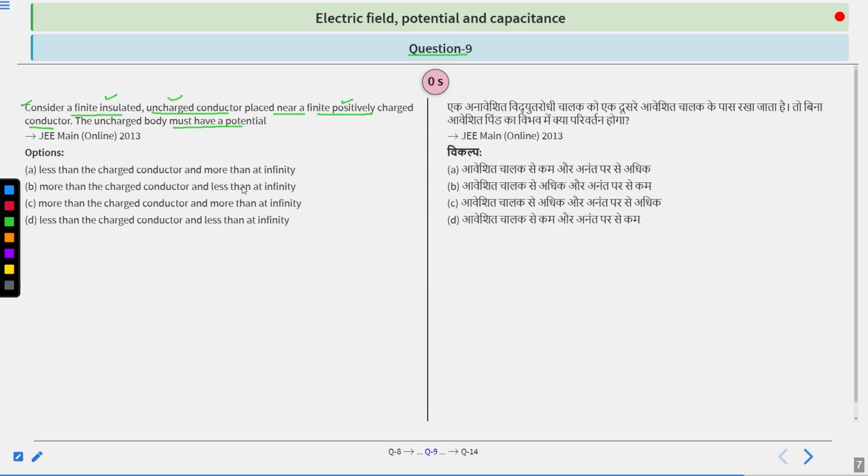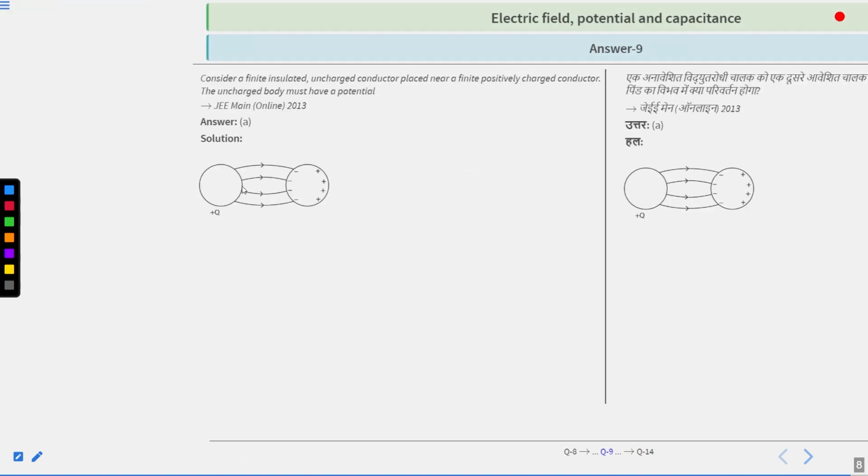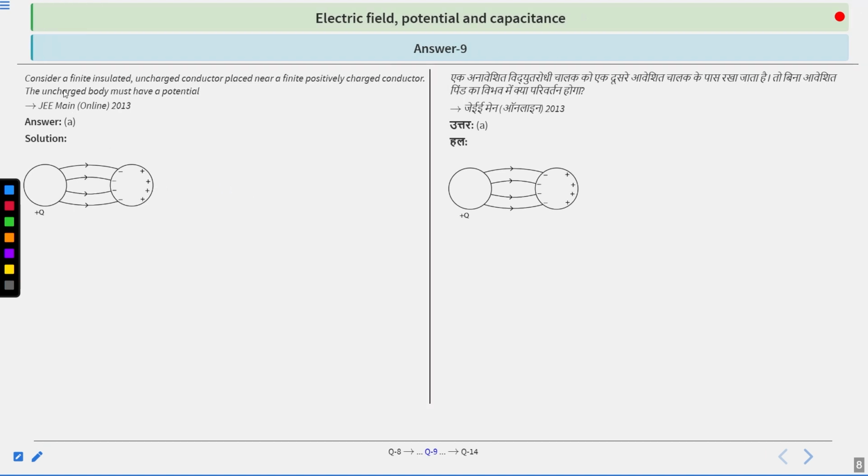Let's find the solution. A finite insulated uncharged conductor, suppose this is the uncharged conductor, and this uncharged conductor is placed near a finite positively charged conductor. Suppose this is a positively charged conductor having charge q. Clear? So the question asks about what will be the potential. The uncharged body must have a potential, according to the options.